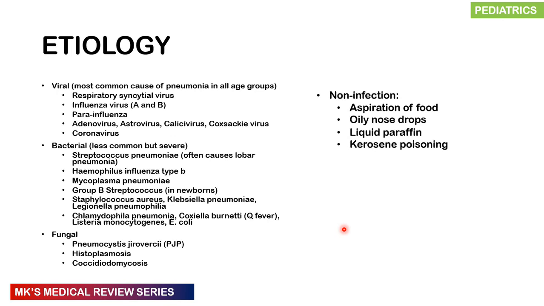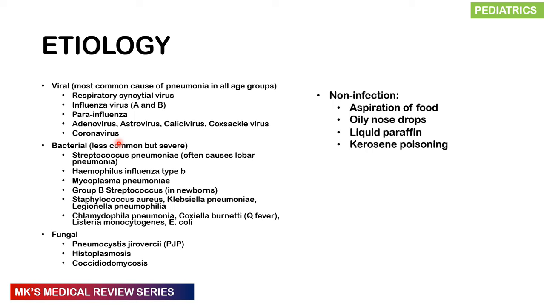Most of the common causes of pneumonia in the pediatric age group are going to be attributed to viral causes, with the common viruses being respiratory syncytial virus, influenza viruses, especially influenza type A and type B, parainfluenza viruses, adenovirus, astrovirus, calicivirus, coxsackie virus, and even coronavirus, which recently caused a worldwide pandemic. Then bacterial causes are less common, but when you actually do get them, they tend to be very severe.